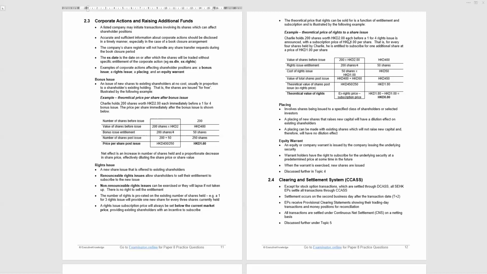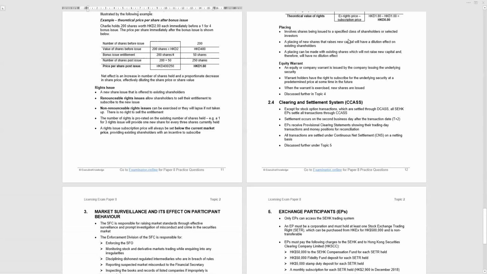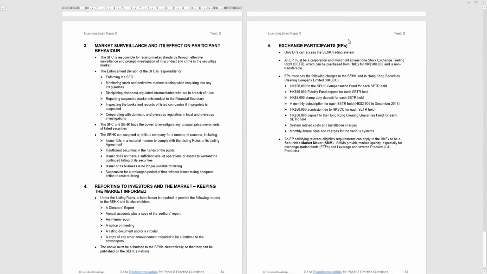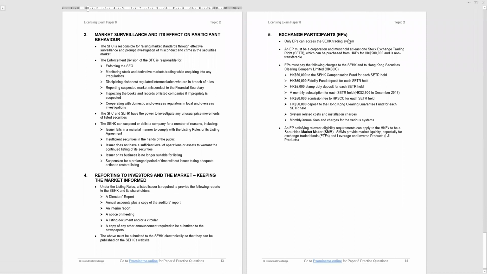Settlement occurs the second business day after the transaction date, and we discuss CCASS, clearing and settlement, in a lot more detail under topic 5. Okay, we've got the last 3 sections to cover in topic 2, market surveillance and its effect on participant behavior. Here we're looking at the SFC's role.